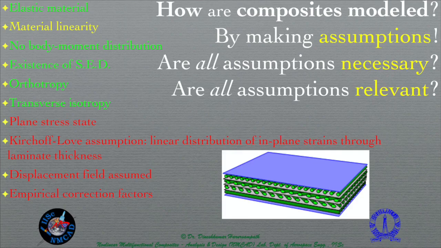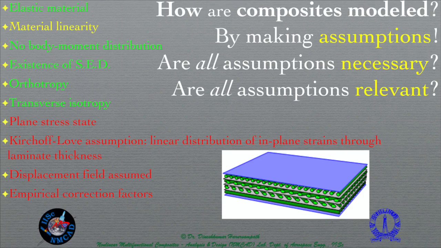How are composites modeled? As I said, anything that is modeled, leave alone composites for aerospace structures, any modeling requires making assumptions. Now, are all these assumptions necessary? No. Are all these assumptions relevant? No. These are two different questions. Sometimes an assumption may be necessary but irrelevant, and sometimes an assumption might be relevant but unnecessary. We will see what those are in the case of a composite, especially when it's used for aerospace application.